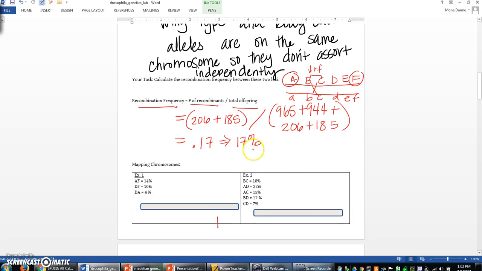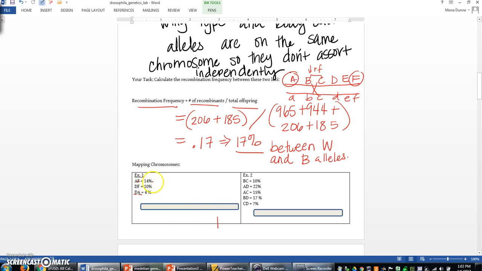Okay, so we just calculated 17% recombination between the W and the B alleles. Okay, so we went through that whole experiment to figure out this crossover frequency. Now, we can do this with other alleles too, okay? So this is just an example. So there's gene A, D, and F. And if we compare the crossover frequency of all of these, then we could get an idea of where these alleles lie on the chromosome.